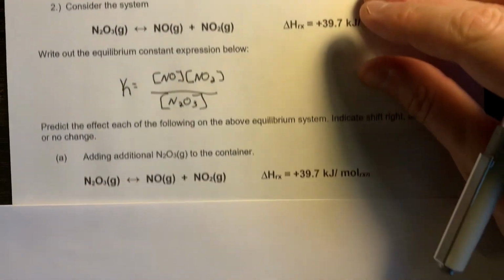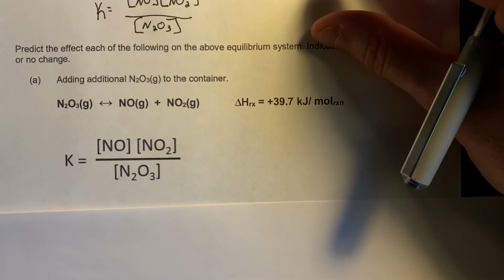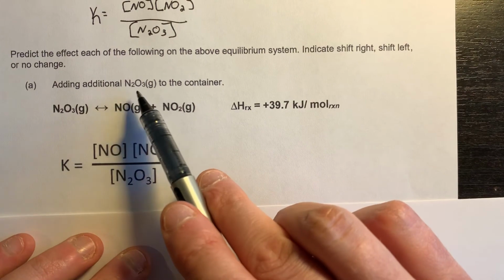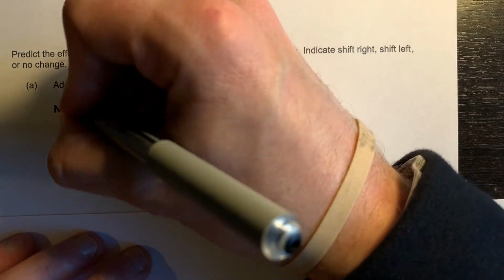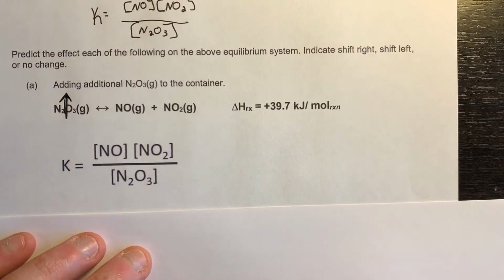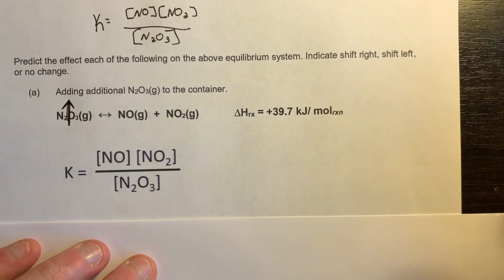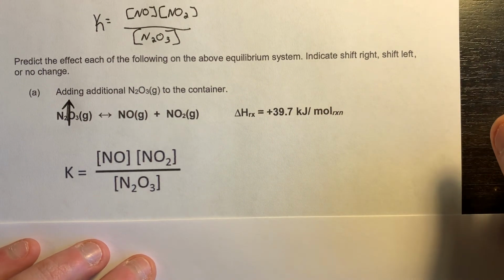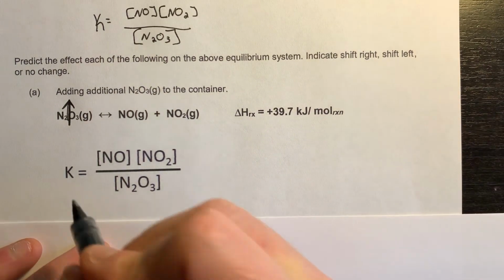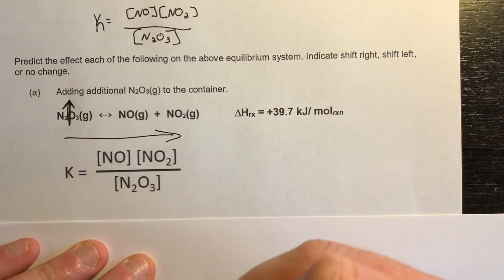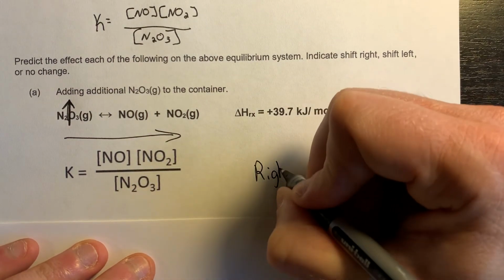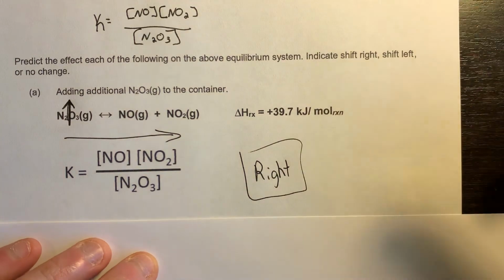So in this first one, we're going to add additional N2O3. Well, if we increase this amount, the system wants to find a way to decrease that amount. In order to decrease the amount, the only way that can happen is if it decomposes, right? We shift to the right in order to form more product.